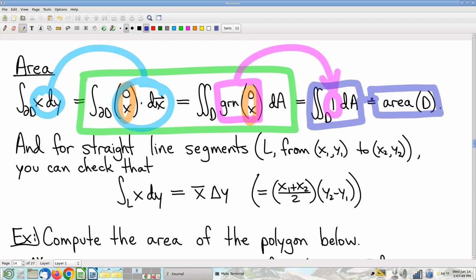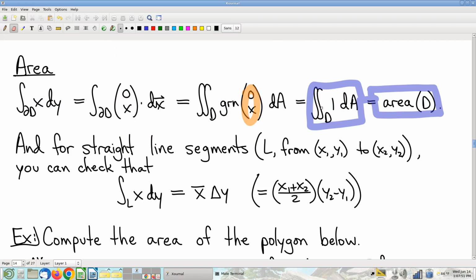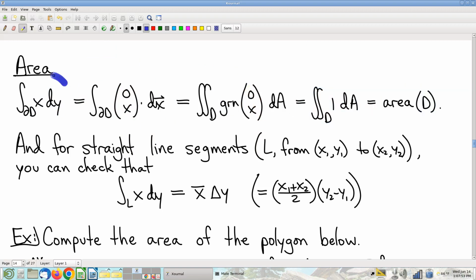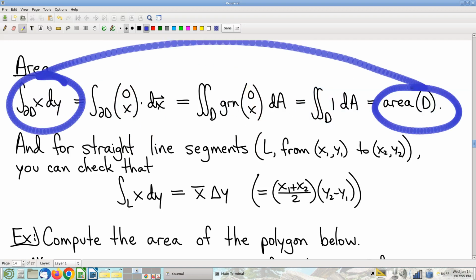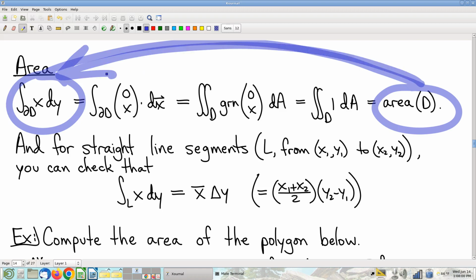So altogether then, this is a little bit of a weird result, but altogether what we have is a theorem that goes this way. If you want to compute the area of some region, one way you can do that is you can compute this line integral around its boundary. And that line integral will compute the area that it encloses.